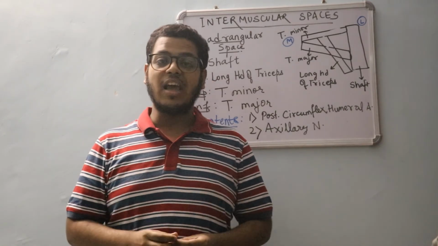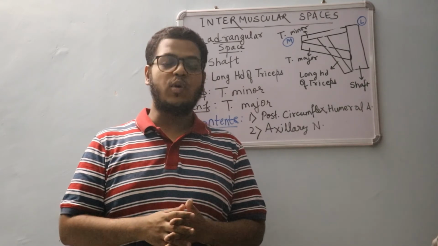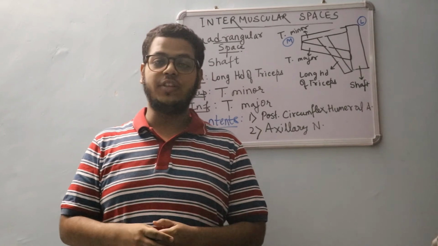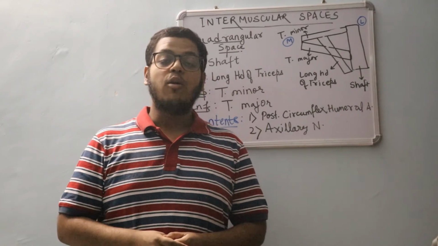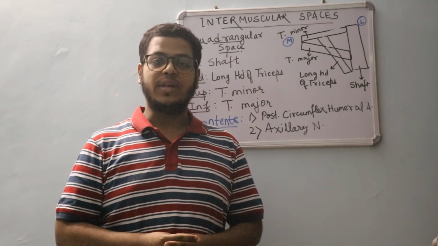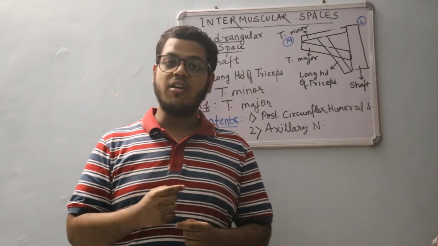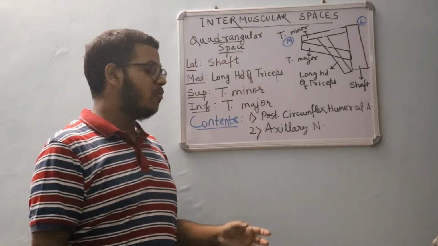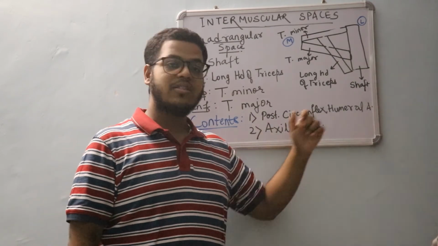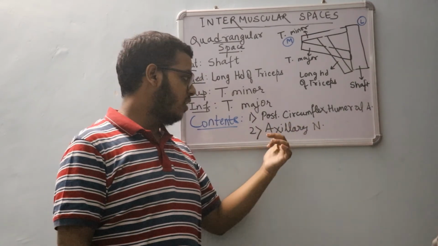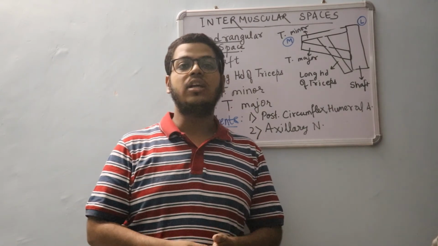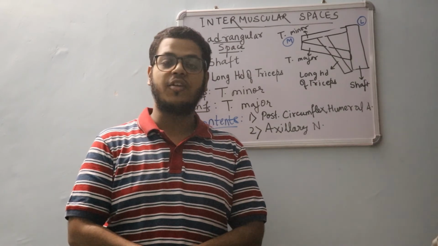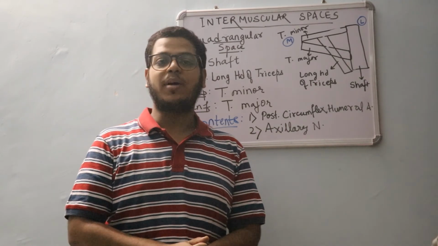Just a quick recap about the contents. The upper triangular space contains the circumflex scapular artery, a branch of the subscapular artery, which is a branch of the third part of the axillary artery. The lower triangular space has two contents: the radial nerve and the profunda brachii artery. The quadrangular space contains the posterior circumflex humeral artery and the axillary nerve. The axillary nerve is a branch of the posterior cord of the brachial plexus, and the PCHA is a branch from the third part of the axillary artery.